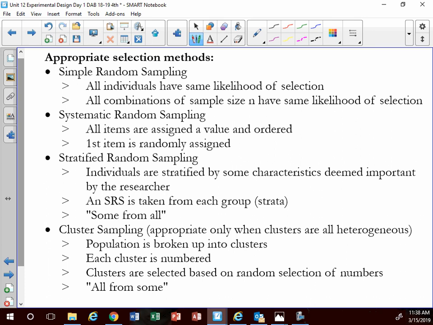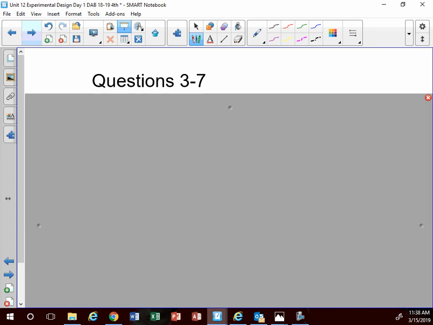You notice how there's some form of randomness to each of these, whether it's completely random or we're taking a random sample of the groups. Something is randomly happening when you're doing this, okay? That's what makes these somewhat appropriate methods for selection. All right, guys, go ahead and flip the page. We've got a few more questions to answer here. You can go all the way through 7. Okay, so you're going to be flipping a few pages here. So 3, 4, 5, 6, 7.